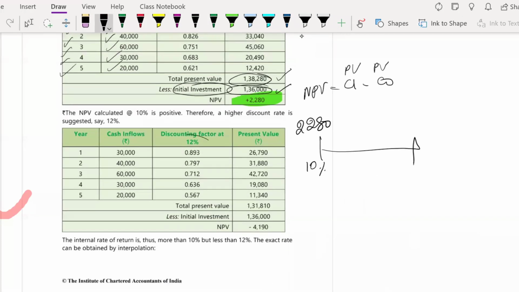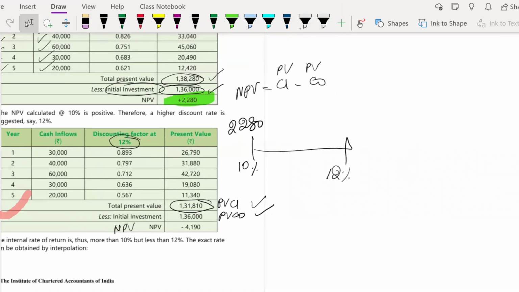Now they are taking a discounting factor of 12%. Next, you can also take a discounting factor of 15%. Still the answer will be the same. When they discounted using 12%, they got a present value of cash inflow of 1,31,810 and the present value of cash outflow was 1,36,000. For NPV, you do present value of cash inflow minus present value of cash outflow. When they did that, they got an NPV of minus 4190 at 12%.